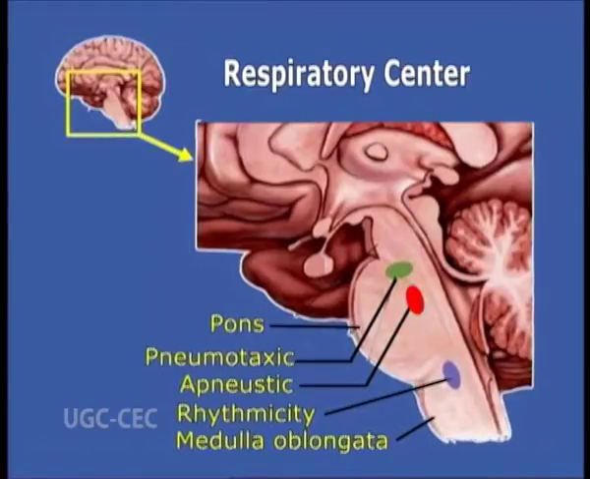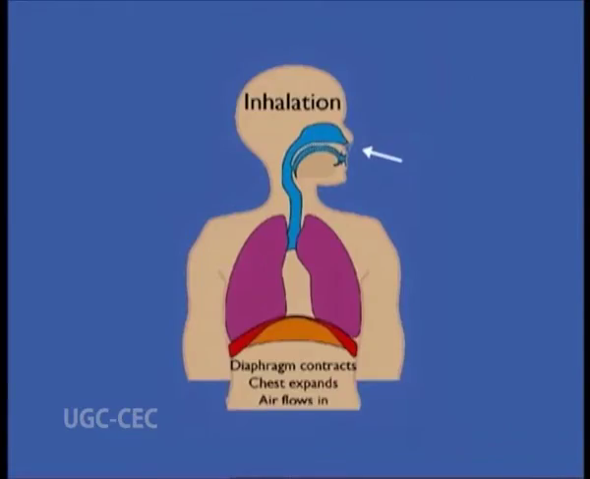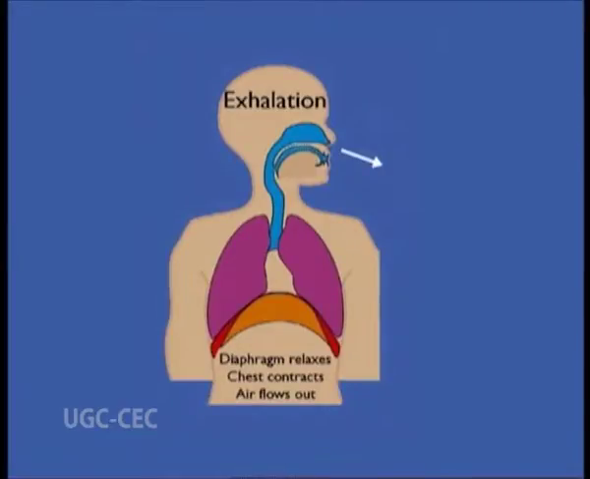Apneustic area in the lower pons also coordinates the transition between inhalation and exhalation during breathing. This area sends a stimulatory impulse to the inspiratory area that activates it and prolonged inhalation occurs. The result is a long, deep inhalation. It controls the intensity of breathing.